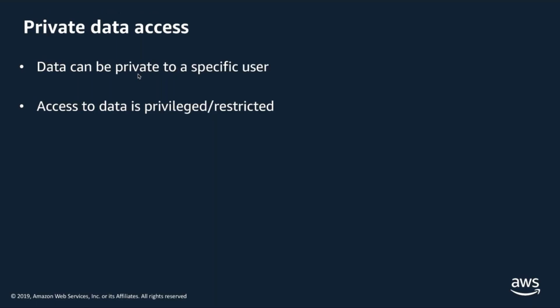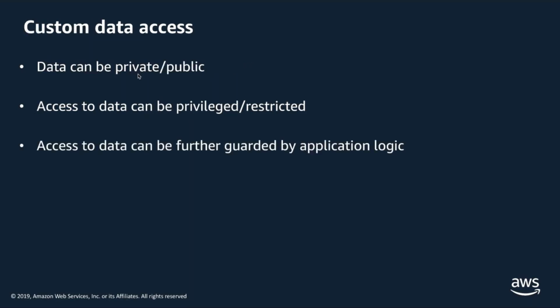Private data access, on the other hand, is data that can be private to a specific user or group, and the access to data is often privileged or restricted. Custom data access is data that at different times might be private or public. Access to the data could be privileged or restricted at a given time, or maybe access to data can be further guarded by application logic.